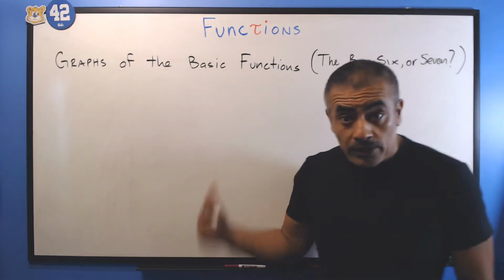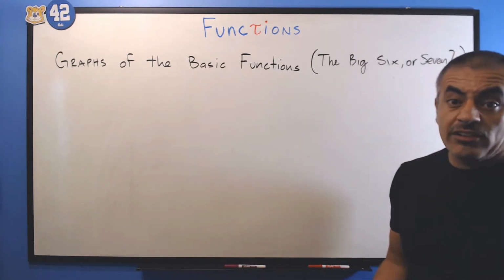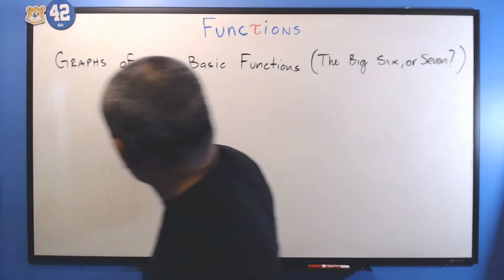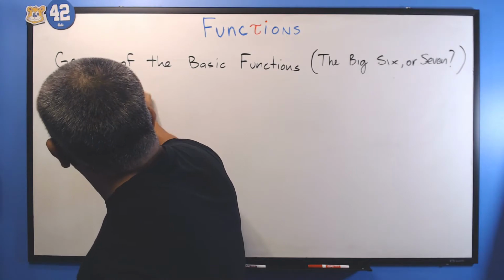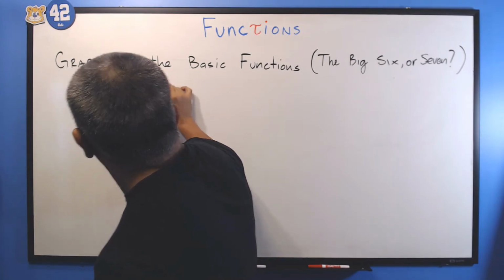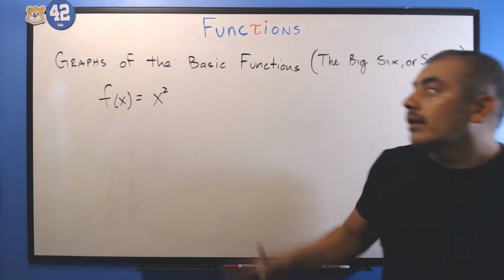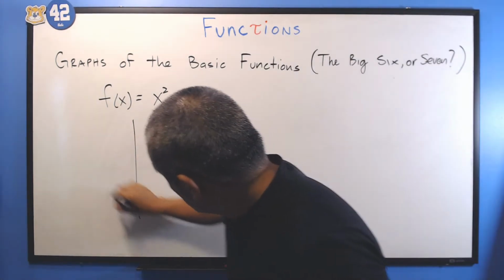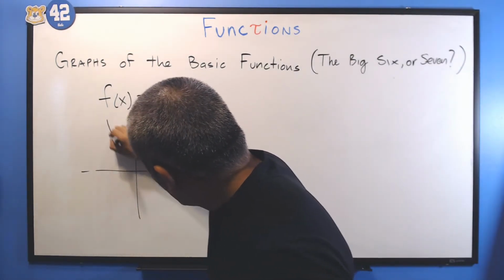The next graph that we're going to look at is going to be the quadratic function. And the parent function for that is f of x equals x squared. The x squared function has a basic shape of a parabola.